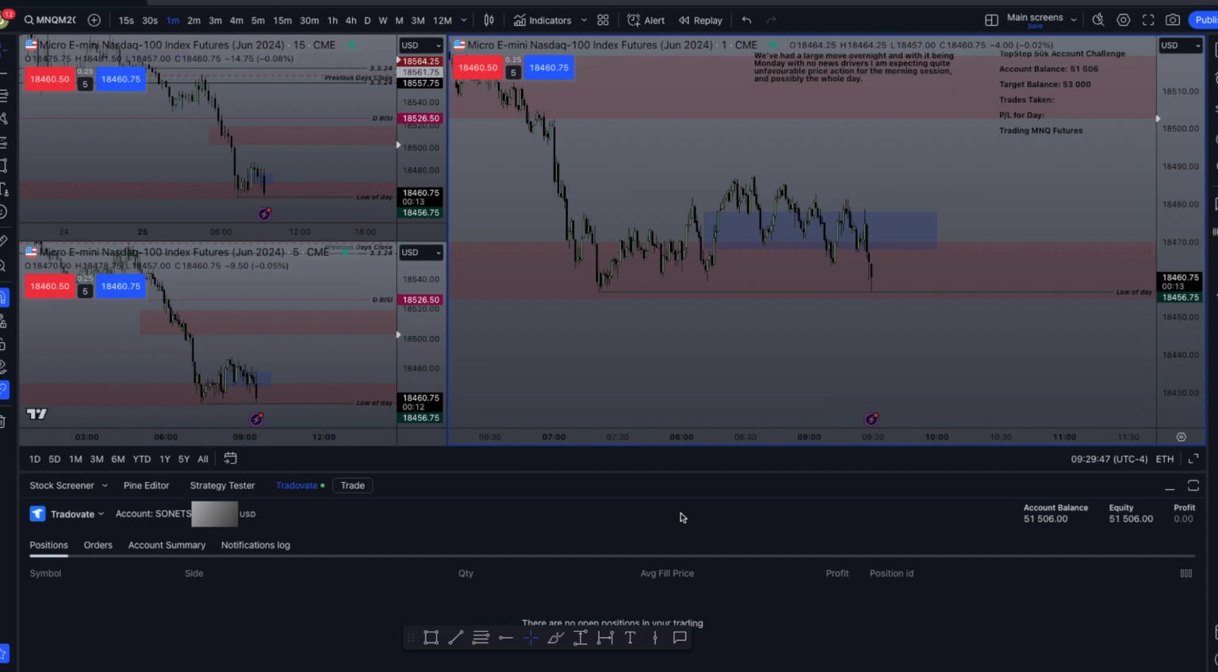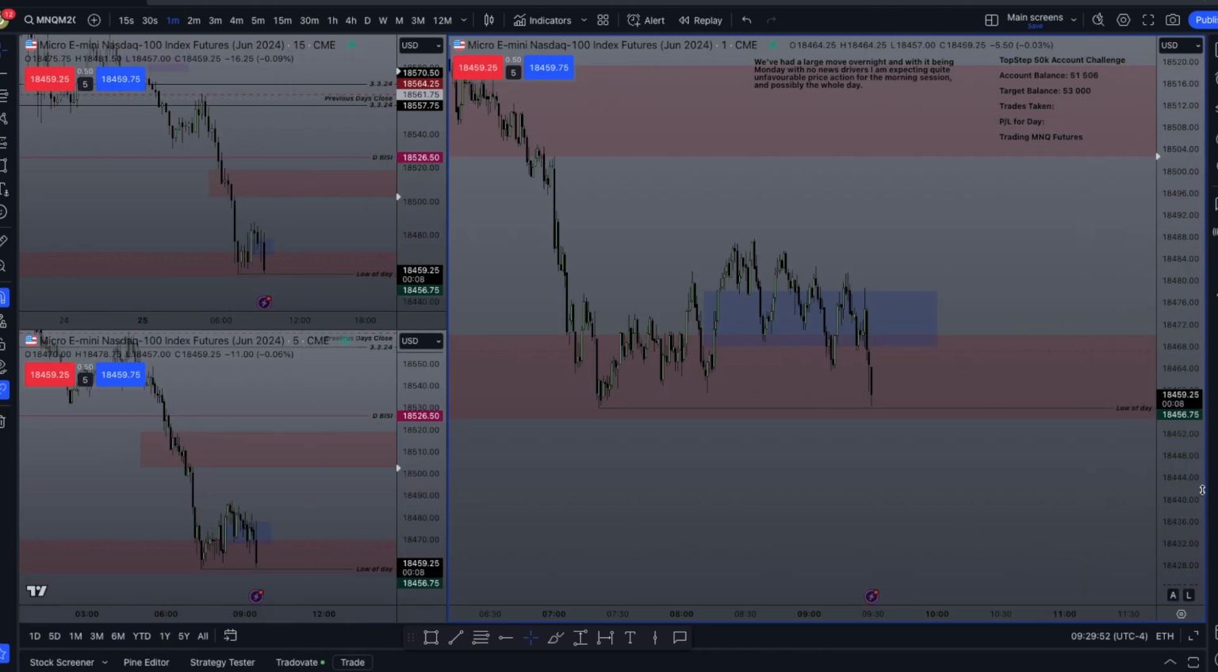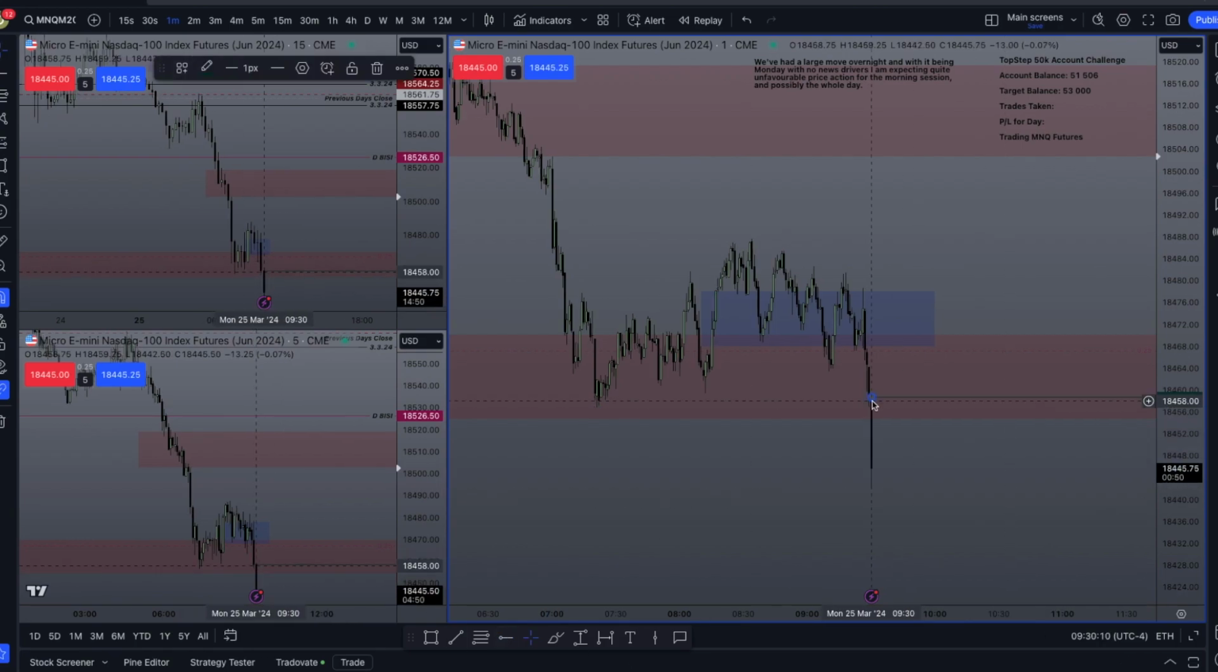Alright, so here we are, just showing my account balance firstly. As you can see, 51,500. And now let's move into the session. So here we go. Alrighty, so spectating the New York Open here.